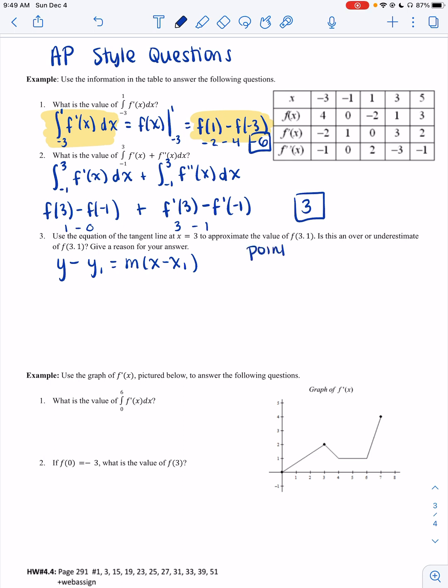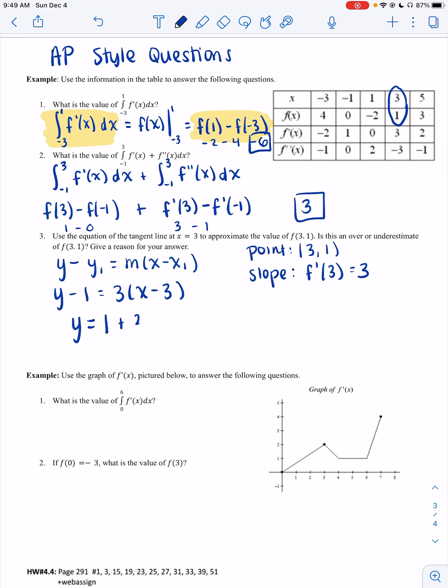Okay, my point is going to be (3, 1). I'm getting that from here. And then my slope is going to be f prime, the derivative function, evaluated at 3. f prime of 3 is 3. So I would have y minus 1 equals 3 times the quantity x minus 3. Add the 1 over. I'm going to write it in the front. And from here, you would plug in your 3.1 for your approximation, and you would be plugging it into x.